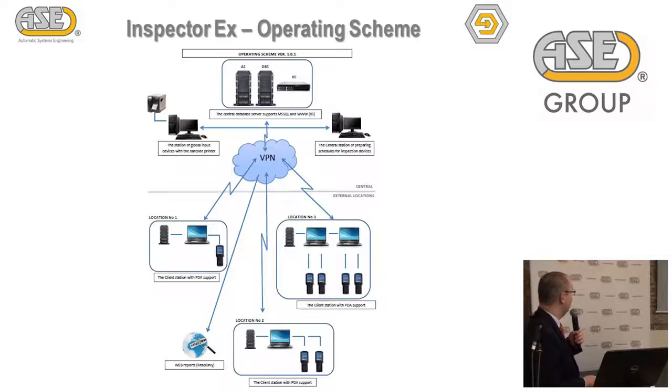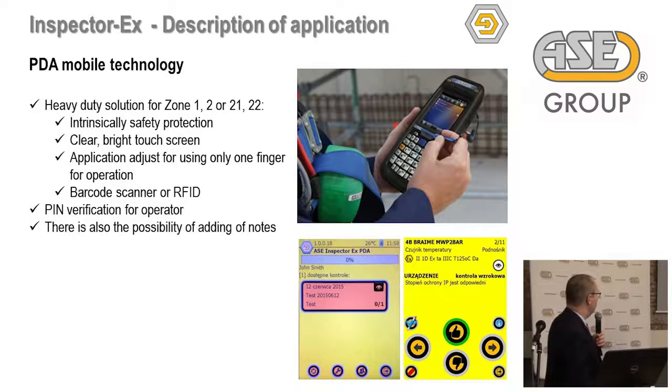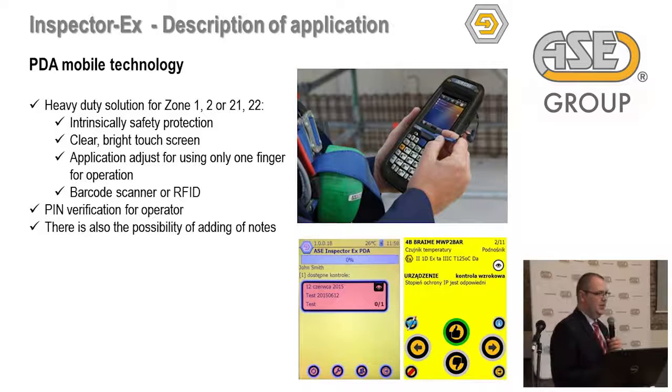Okay, some more details. I split these slides. PDA technology: as I told you at the beginning, we use a PDA with intrinsically safe protection. What is important is the application for this small display. We do it this way to make operation very easy, using just one finger. Because if we have a not too big display, it's very easy with our application to cover all the questions and answer using one finger.